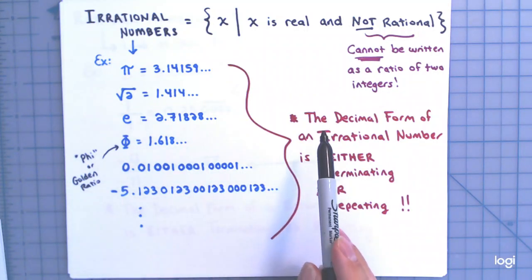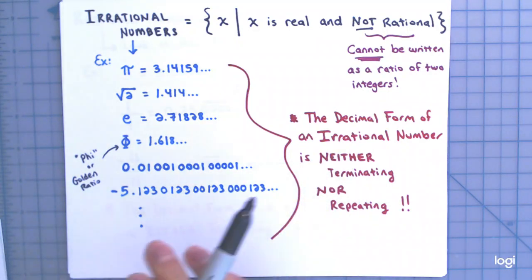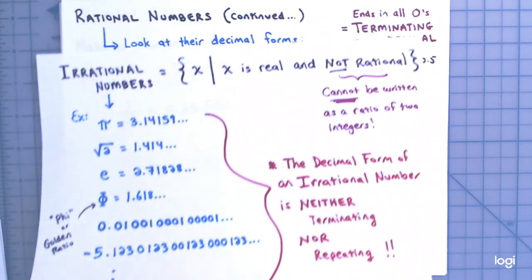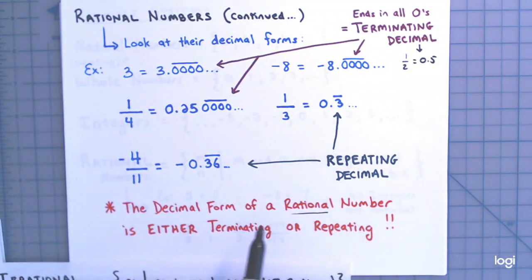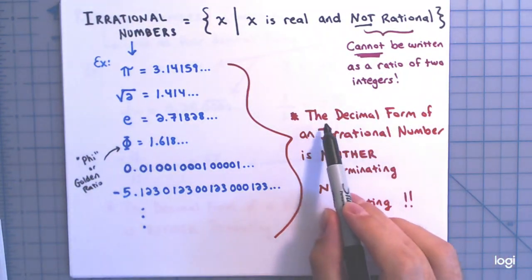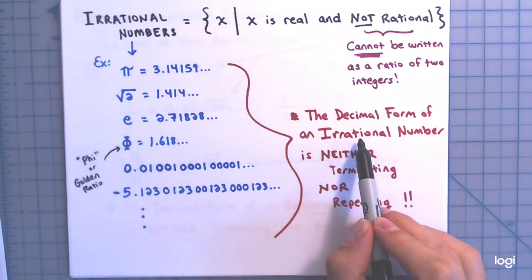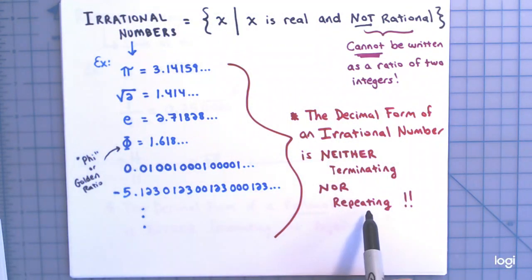What you're going to notice is, remember what I said earlier about being rational, right? Remember, if you're rational, then your decimal form either terminates or it repeats. But if you're not rational, then you can be neither of these things in decimal form. So the decimal form of an irrational number is neither terminating nor repeating.